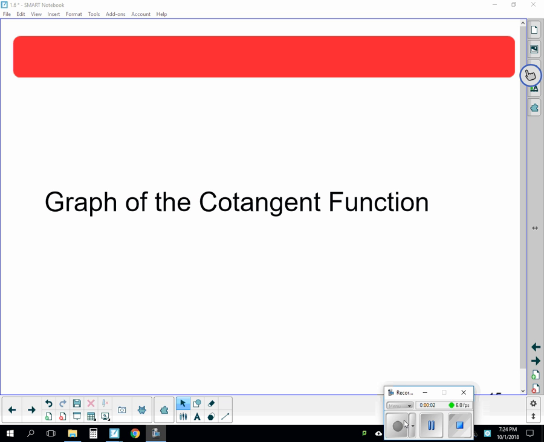Okay, guys, we are continuing on with 1.6. So we've now done sine, cosine, tangent, and we're going to do the three reciprocal functions, starting with the graph of the cotangent function. So your thought should be probably, oh, I bet it has some kind of similarity to tangent, and you would be correct if you thought that.